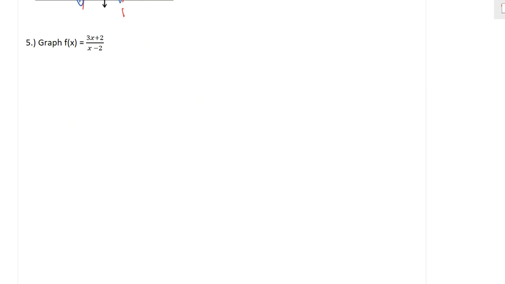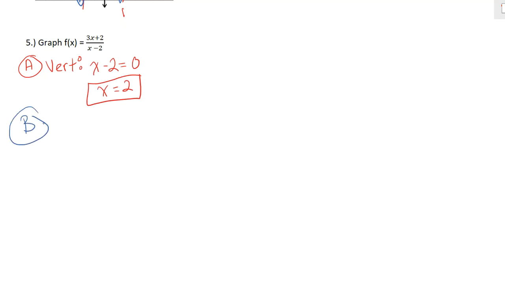So let's do one more together. We're going to go down the checklist and kind of make a sketch out of it. So the first thing we're going to do is start with a vertical asymptote. The vertical asymptote will come from the denominator again, x minus 2, which equals 0. So our vertical asymptote will be 2.